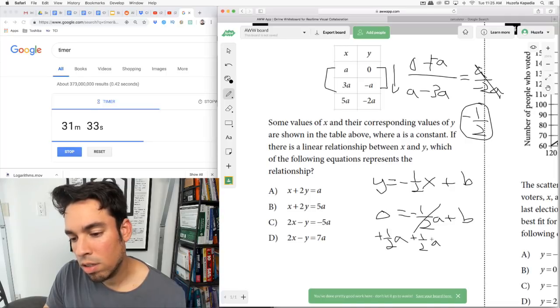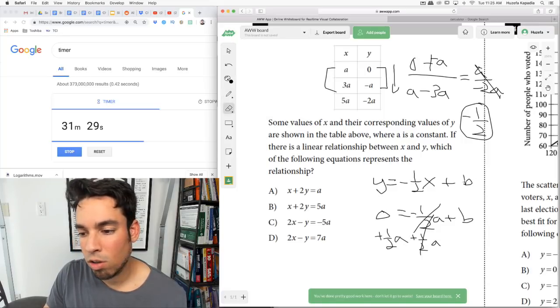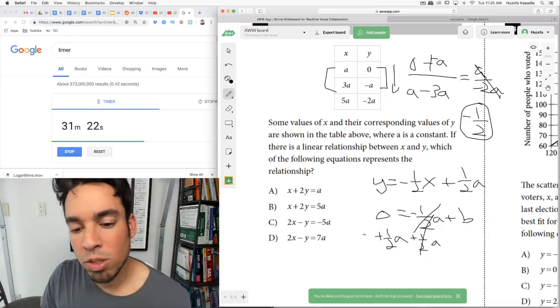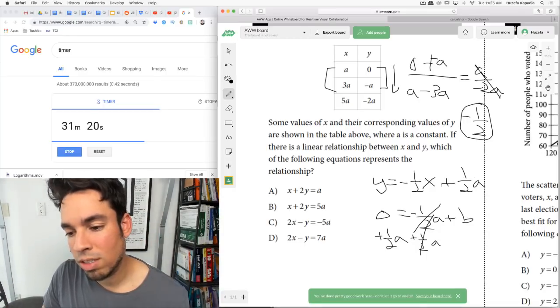And we can already see b equals 1/2 a. So now let's come back to our equation. B equals 1/2 a. Okay, that's my slope-intercept form. These are in standard form. So let's get this in standard form.